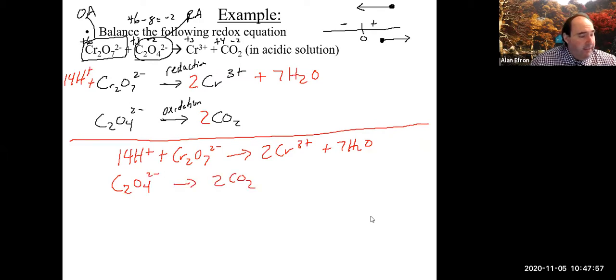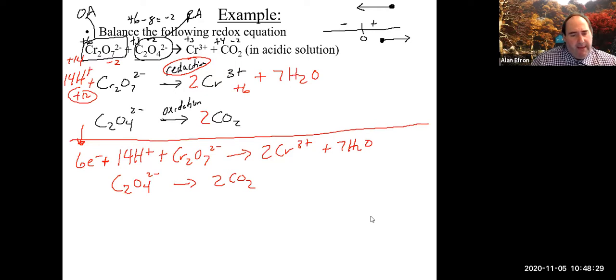At this point, we're now ready to add our electrons. So for the overall charge on the left, on the top one there, we got a +14 for the hydrogens, a -2. That looks like a +12 on the left-hand side. Right-hand side, +6. So the left-hand side is going to need 6 electrons. Again, that makes sense. We're adding it to the reactant side. This is our reduction half reaction, so that's all good.